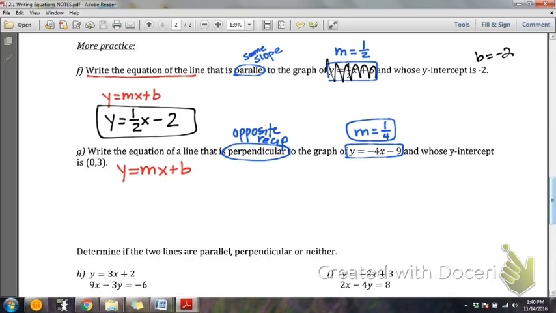Now I don't want this equation, so I'm going to cross it out because otherwise it's going to confuse you. You're going to think you need to do something with that 9. And it tells me the y-intercept is 0, 3. Sometimes you remember plugging in x and y when they give you a point. But they're telling you, look, same words, y-intercept, y-intercept. The y-intercept is 0, 3, which means your b value is just 3.